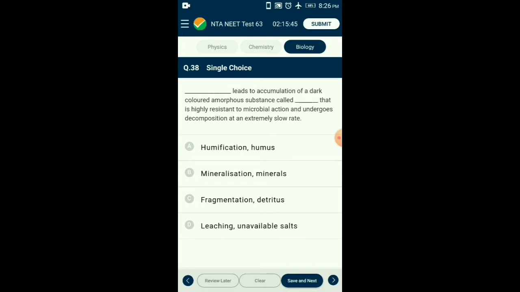Humification leads to accumulation of a dark colored amorphous substance called humus that is highly resistant to microbial action and undergoes decomposition at an extremely slow rate. Being colloidal in nature, it serves as a reservoir of nutrients. The humus is further degraded by some microbes and release of inorganic nutrients occurs by the process known as mineralization. So the answer is option A. Humification. Second dash is filling with humus.